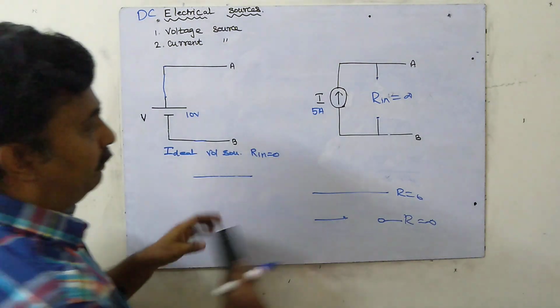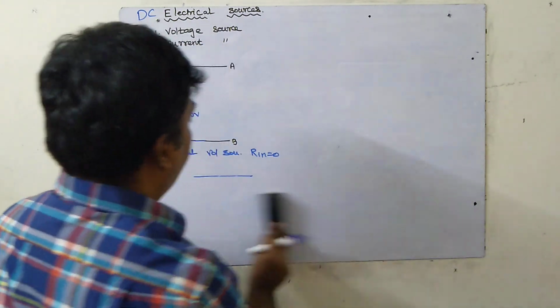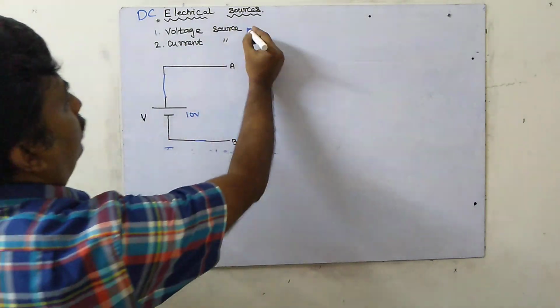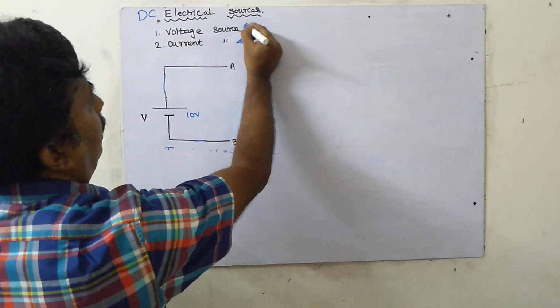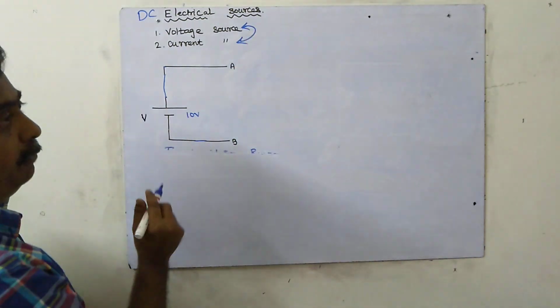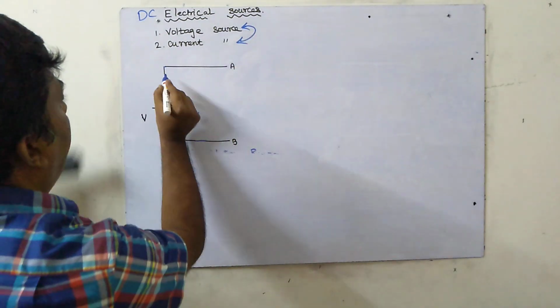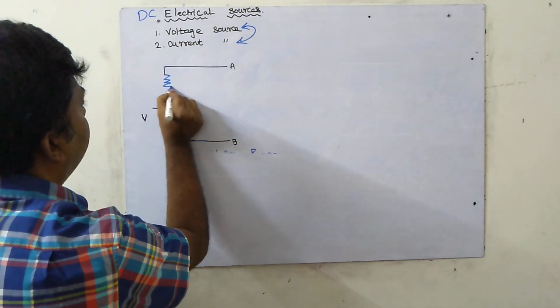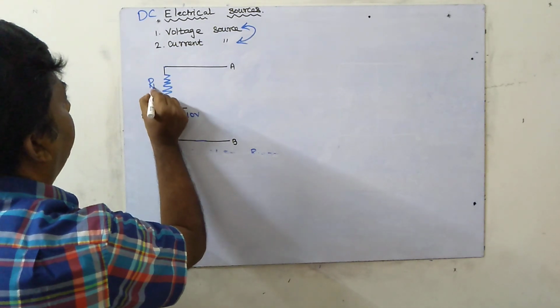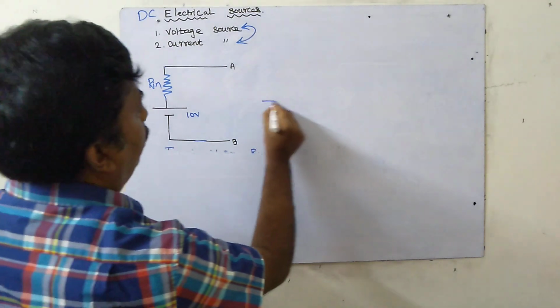Okay, how to convert a voltage source into a current source? Conversion of voltage source into current source, and vice versa, current source to voltage source. Now I am going to convert; only practical sources can be converted. This is a practical voltage source with internal resistance R. This I have to convert into a current source.